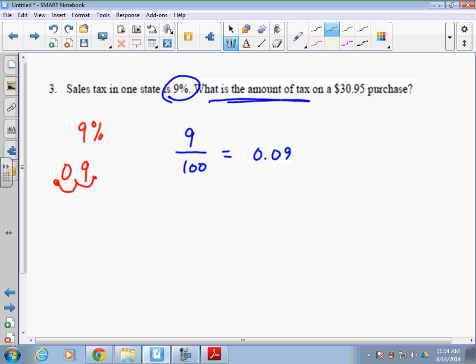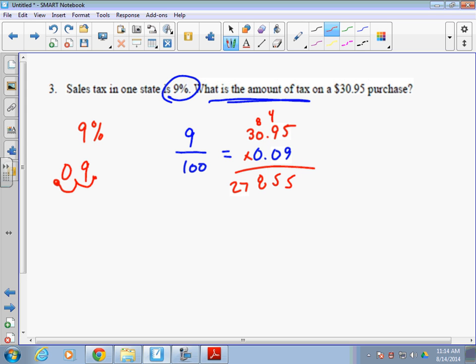So 0.09 times $30.95. Even if you don't have a calculator, you can do this. We're only doing 9 times a few numbers. 9 times 5 is 45. 9 times 9 is 81 plus 4, which is 85. 9 times 0 is 0 with another 8 is 8, and then 9 times 3 is 27. So right here we have 27,855.